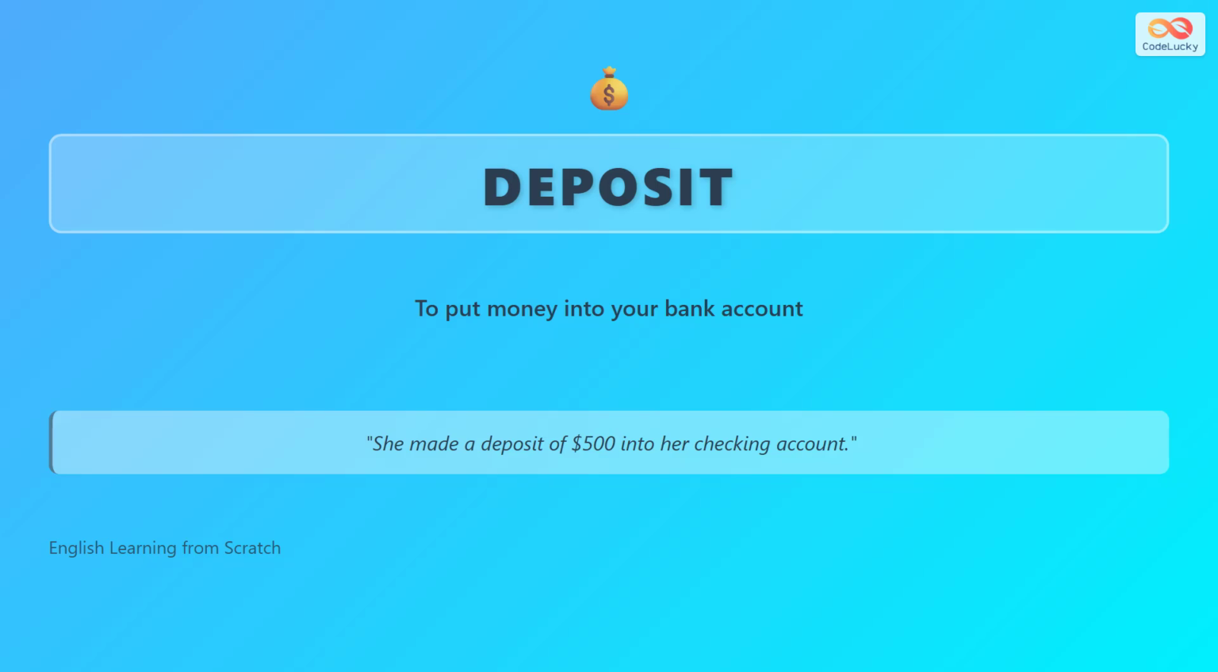Deposit means to put money into your bank account. This is how you add money to your account from cash or checks. When she made a deposit of $500 into her checking account, it means she gave that money to the bank to keep safely in her account.